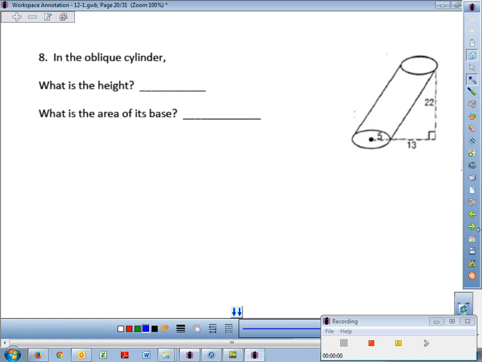In the oblique cylinder, what is the height? That's tricky because people think the height should always connect these two things together. No, height has to be perpendicular from the top base to the bottom base. The height is straight up 22 units.